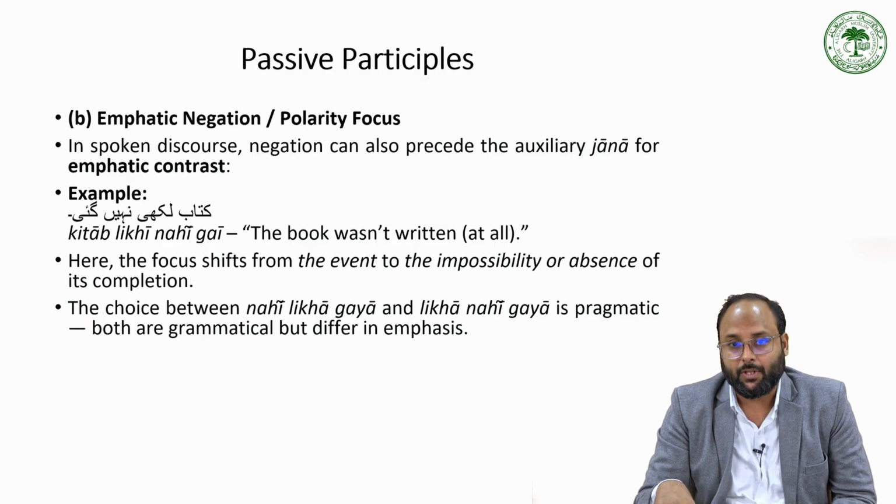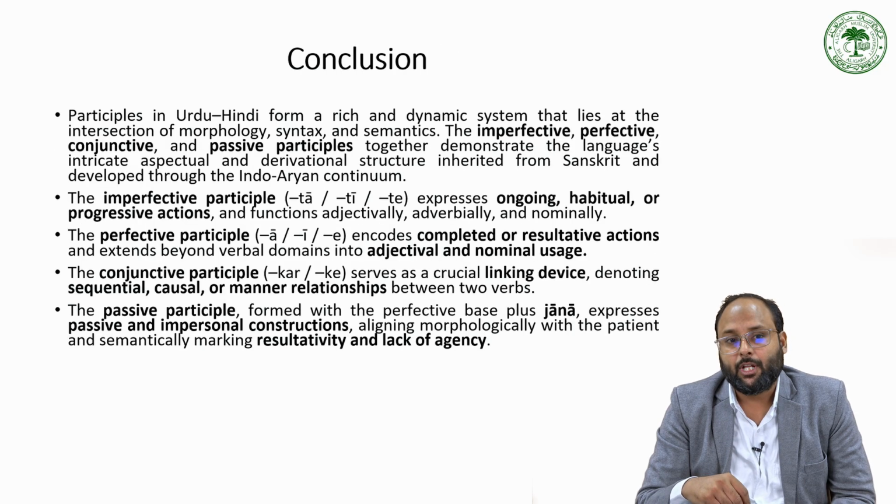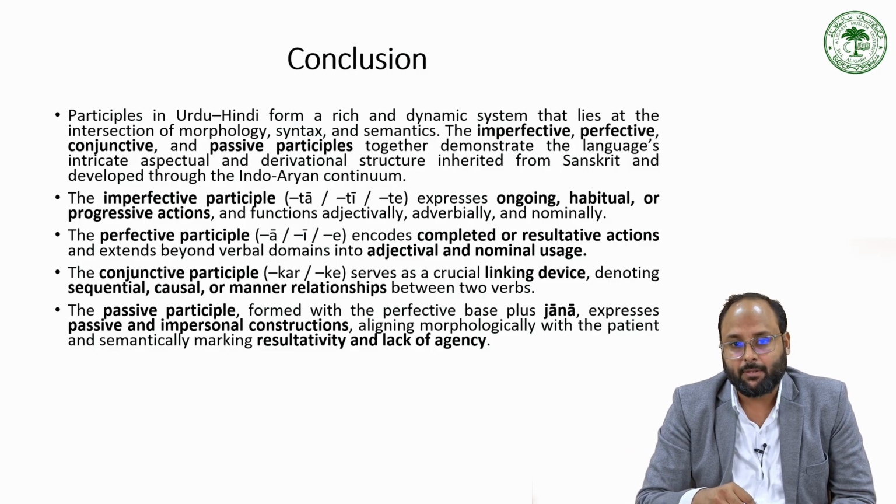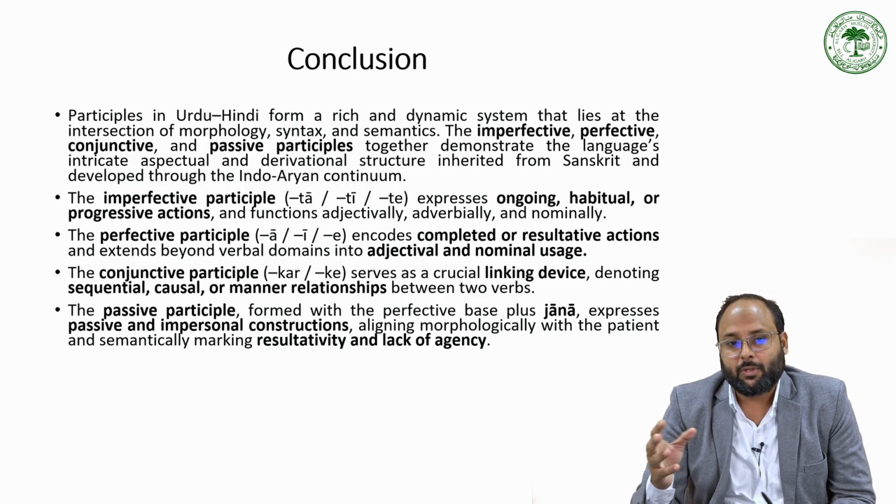For this, some focus. So here I conclude, participles in Urdu-Hindi form a rich and dynamic system that lies at the intersection of morphology, syntax and semantics. We have different types of participle: the imperfective participle, the conjunctive participle and the passive participle. The imperfective participle is formed by the ta, ti, te ending, and it describes the ongoing, habitual, progressive action. The perfective participle is formed by the e and a ending of the verb, and it describes the completed action or the resultative action.